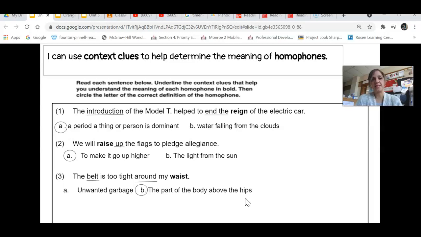Third graders, we just met our purpose today. I can use context clues to help determine the meaning of homophones. All right, make sure you're using that strategy to help you as a reader.